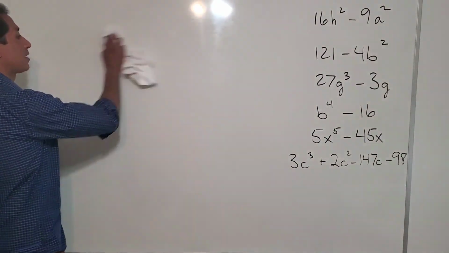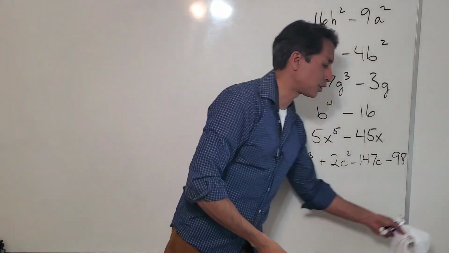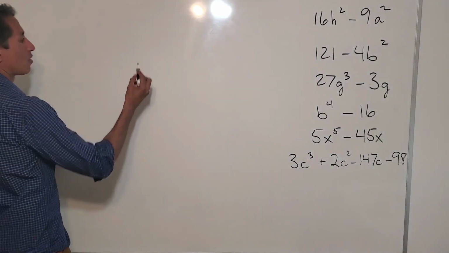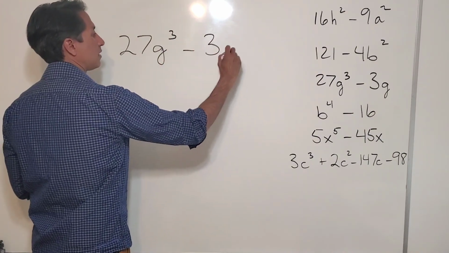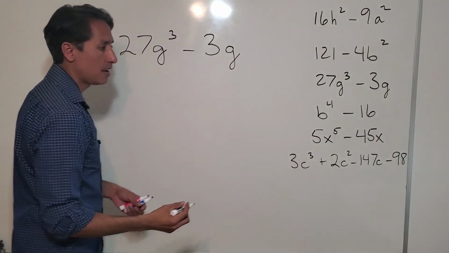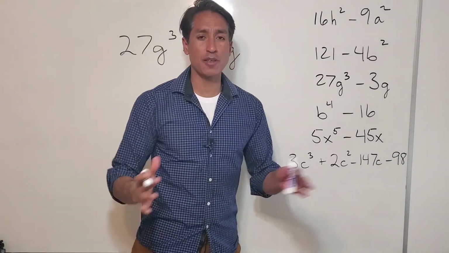This might actually be a pretty quick lesson. I didn't know how long this one was going to take, which is why I wrote some of that stuff on the board right away. 27g to the third minus 3g. All right. Now, like I said, the directions say to factor the polynomial.